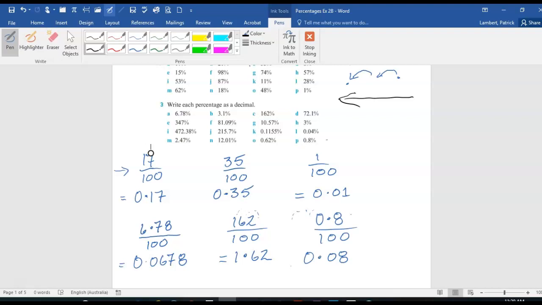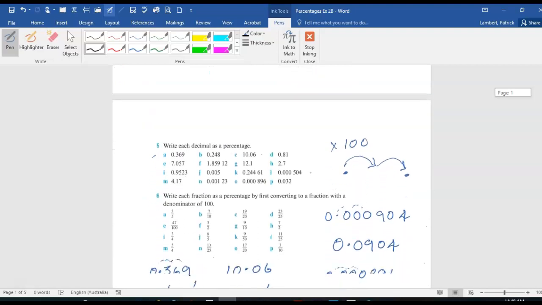Then in question 3, we write each percentage as a decimal. 6.78 divided by 100. Again, we're shifting the decimal point two places to the left, across to here. That becomes 0.0678. Then 162 divided by 100. Again, we're shifting the decimal point two places to the left. So that's 1.62. And the same here for 0.8%, which is part P. 0.8% becomes 0.08.